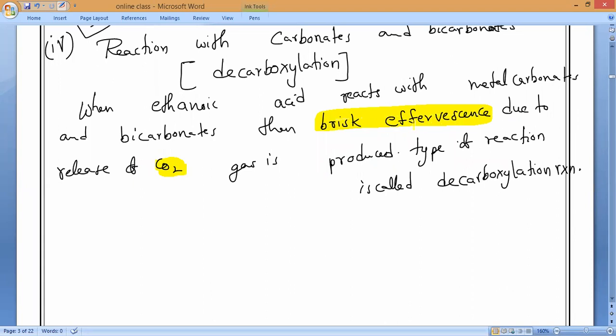So this is the test we will use to identify ethanol and ethanoic acid. If they have given you two unknown liquid samples which are not labeled but both are colorless, we will go with the reaction with carbonates or bicarbonates. If it reacts with the carbonates, we can say it is ethanoic acid. If it is not reacting, we will say it is ethanol or ethyl alcohol. Is it okay, everybody?